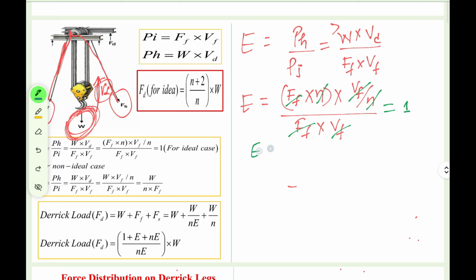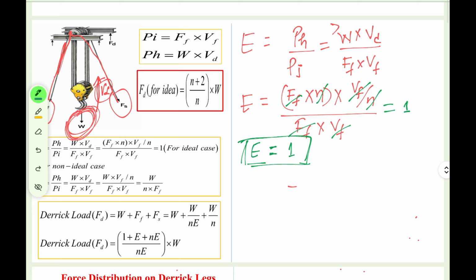So what does it mean? What is this 1 indicating? Efficiency is 1, that means 100%, which is not possible. E is equal to 1 is not possible. This is only possible in the ideal case, but as engineers we know that there are many losses, different types of losses, friction is there, some other factors are also included, right?